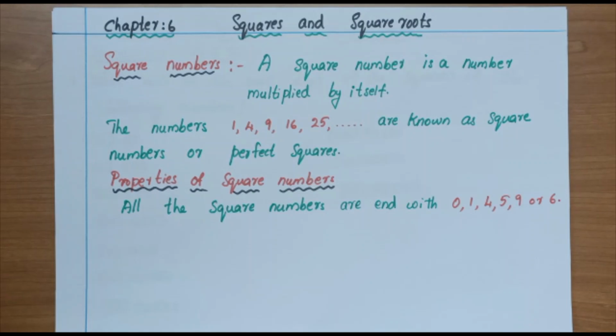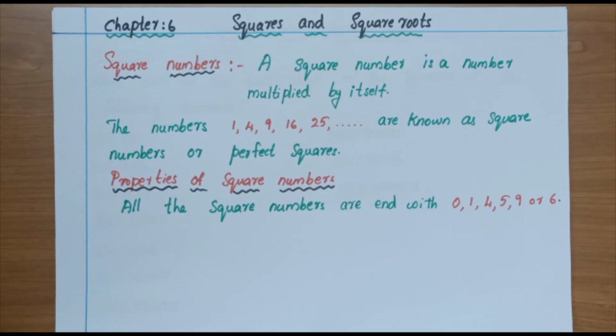Today we are going to start a series. I am starting from the NCERT mathematics books of class 8. So let's start our journey from chapter number 6, squares and square roots. Before starting the exercises, we have to know what square numbers are.